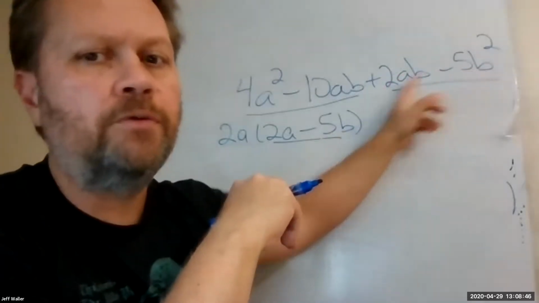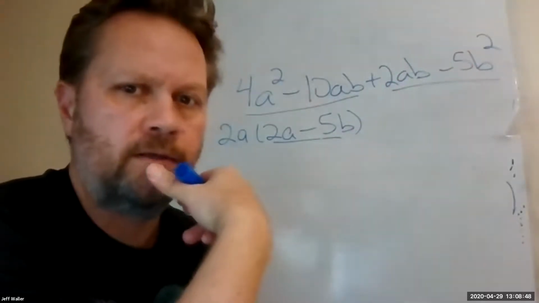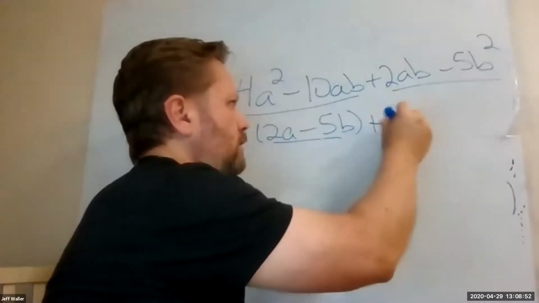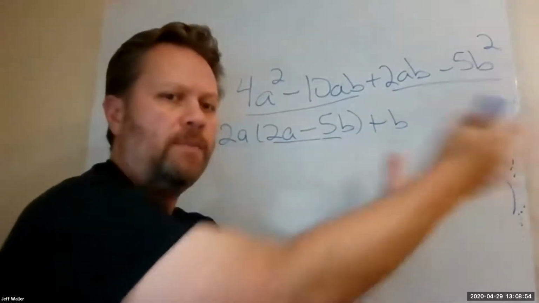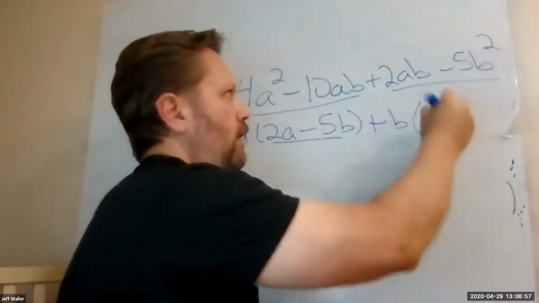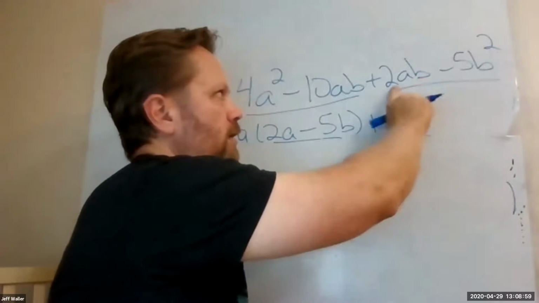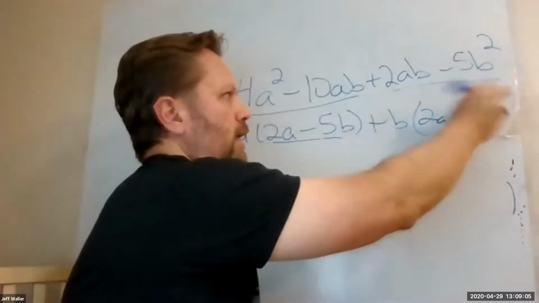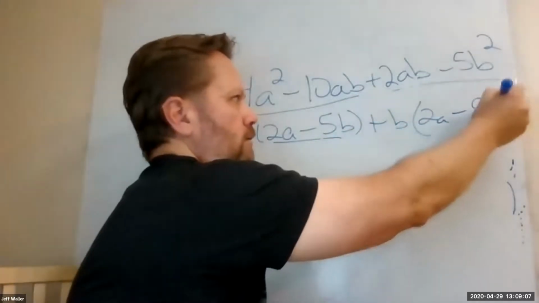Like, what comes out of both of these? What do both of these have? What do they have in common? B. So you take a B out because they both have it. And then what do you get when you take the B out of this piece? 2A. And then this guy had 2 B's, so when you take one of them away, he's only got 5B.